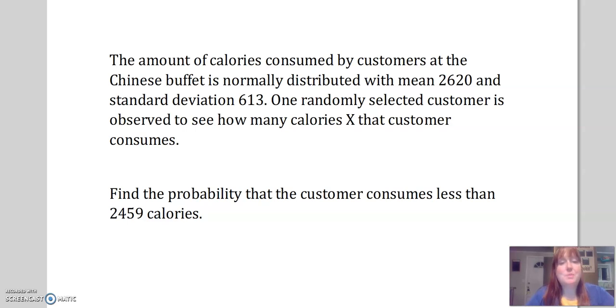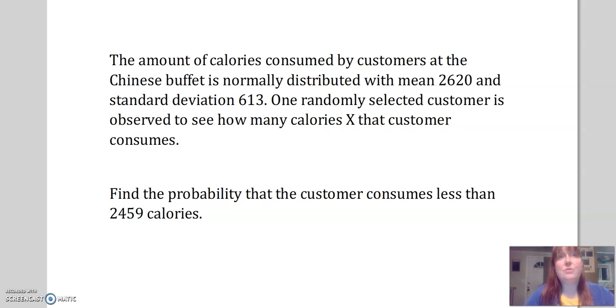All right, you're going big time. You're going to a Chinese buffet. And what you know is the number of calories that people consume at a Chinese buffet is normally distributed with a mean of 2620. Oh, it's more than I should eat in a day, but I can guarantee that if I go to a Chinese buffet, I'm eating probably that many calories. There's so many good things. Okay, anyway, it has a standard deviation of 613.